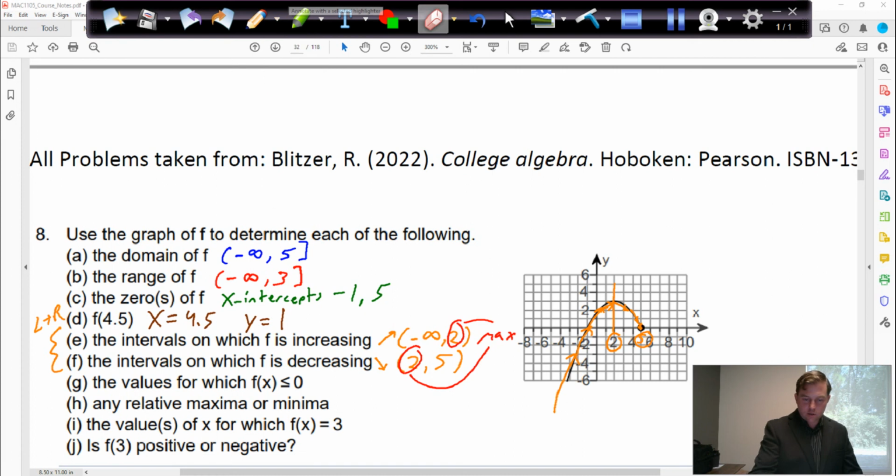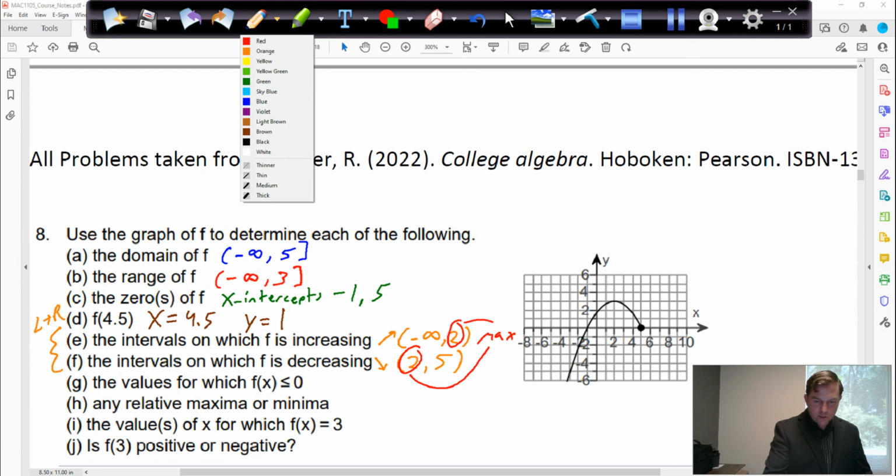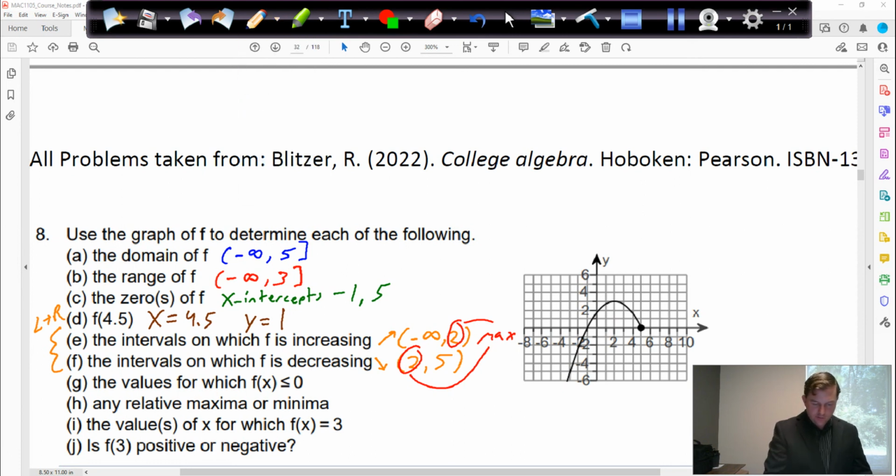Okay, let's take a look at the next one. It says, what are the values for which f of x is less than or equal to 0? That's another way of saying when is y below the x-axis or touching it. So let me write this in words. This is saying when is y below or touching the x-axis.